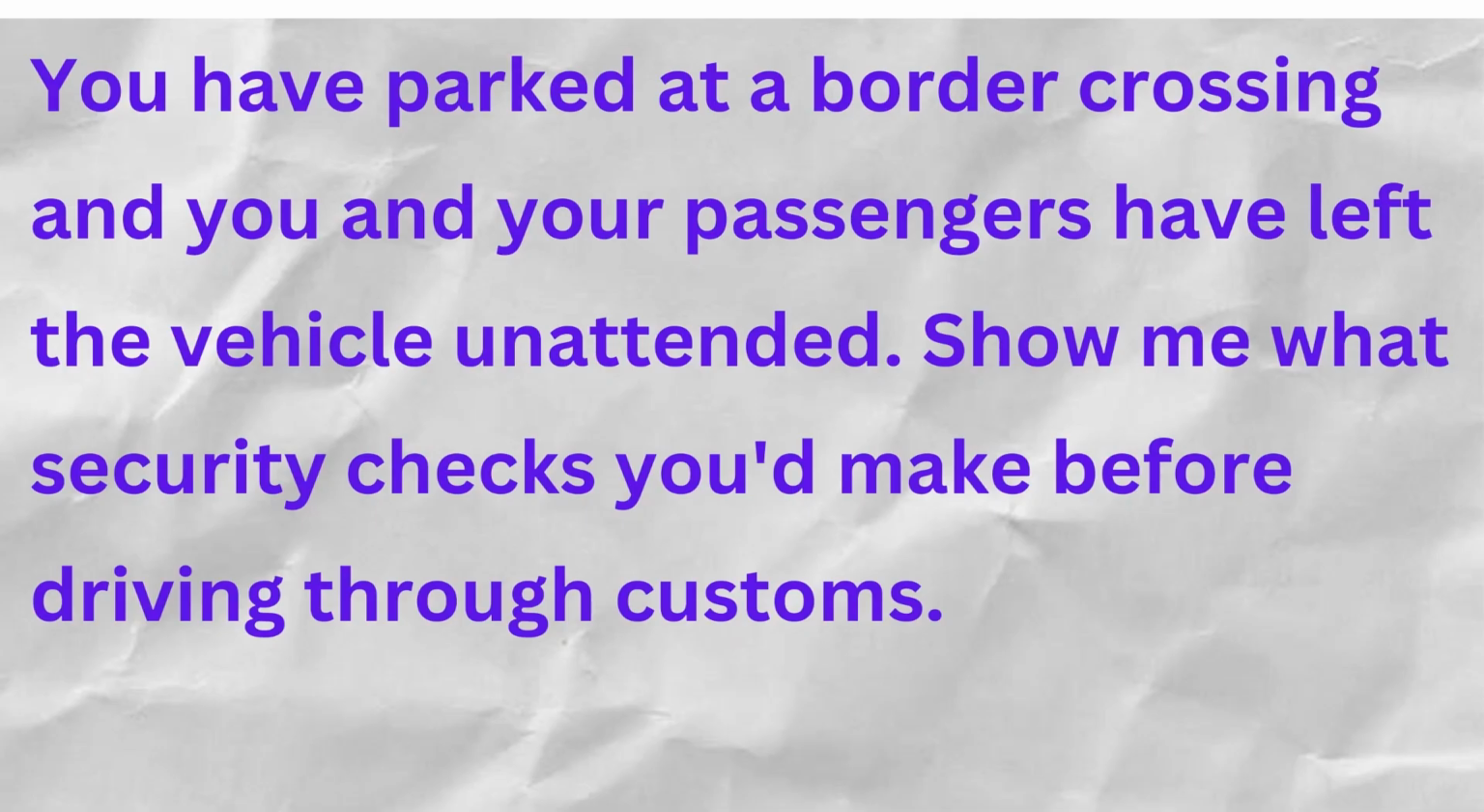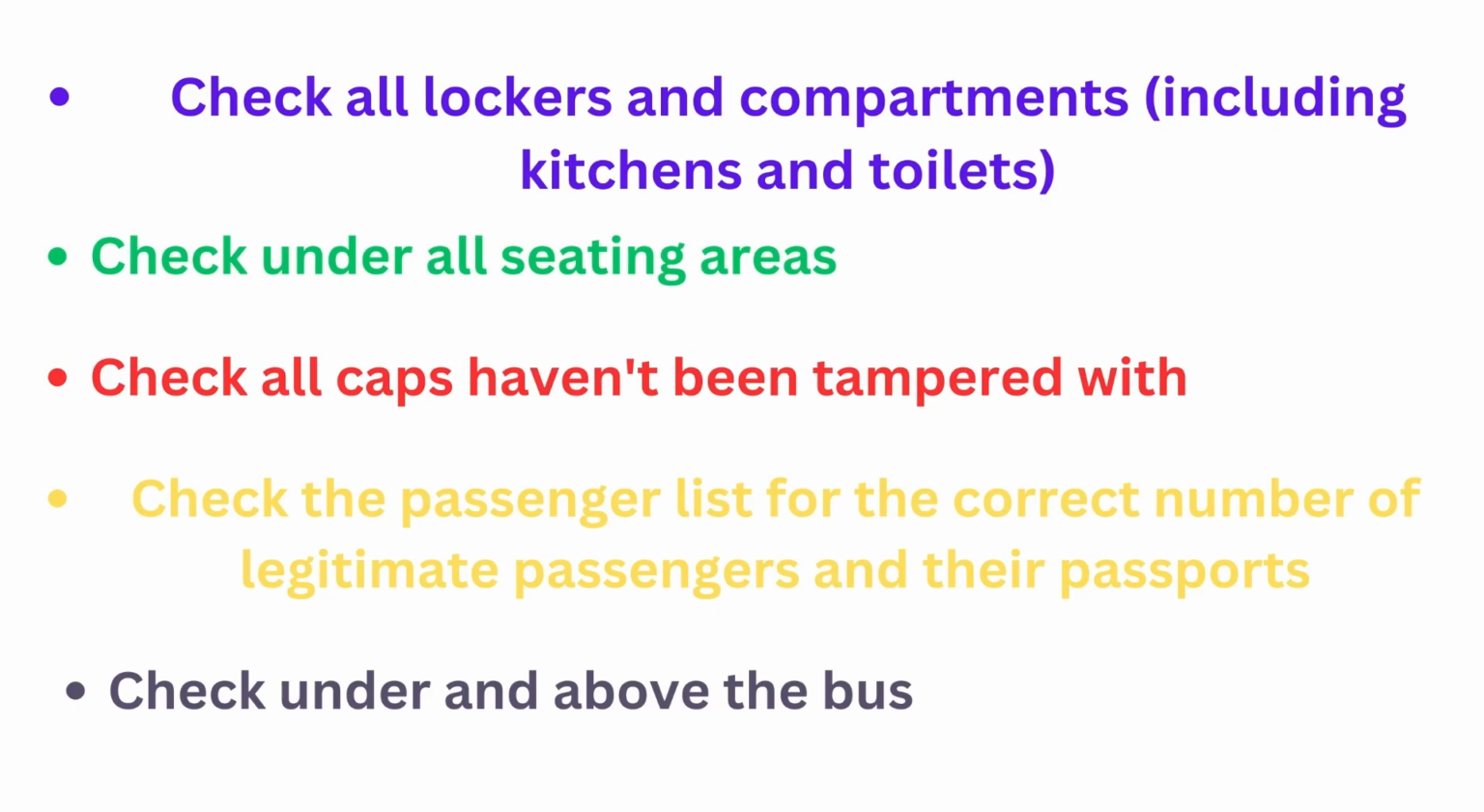You have parked at a border crossing and you and your passengers have left the vehicle unattended. Show me what security checks you'd make before driving through customs. 1. Check all lockers and compartments, including kitchens and toilets. 2. Check under all seating areas. 3. Check all caps haven't been tampered with. 4. Check the passenger list for the correct number of legitimate passengers and their passports. 5. Check under and above the bus.